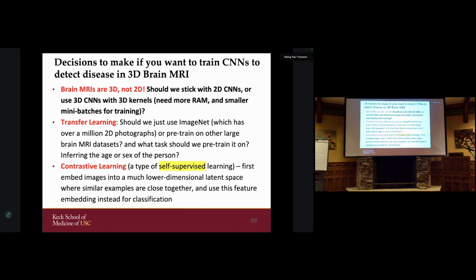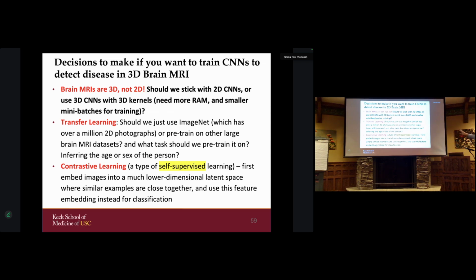So the decisions to make if you want to train a CNN to detect disease in a 3D brain MRI are these. One is brain MRIs are 3D, or if you do fMRI, they're 4D. Should we stick with 2D CNNs, or should we use 3D CNNs with 3D kernels? So that's going to need more RAM. It might mean smaller mini batches for training.